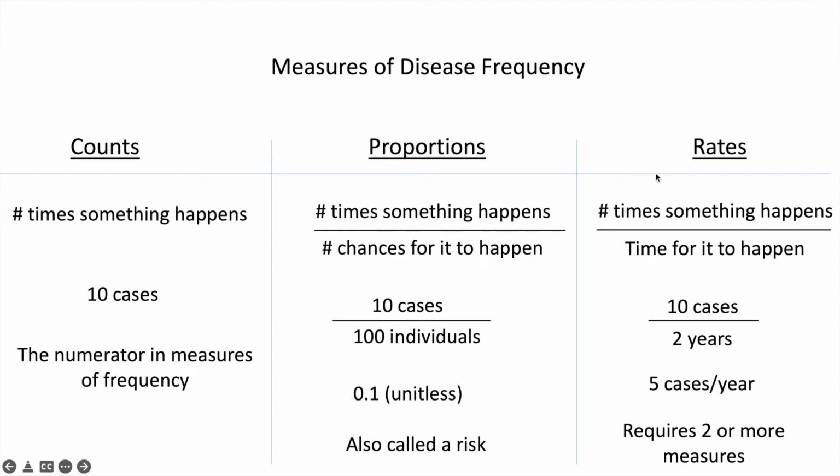So a rate is the number of times something happens, a count, over the time that was available for it to happen. So the amount of time we were looking for it, basically. So if we observe 10 cases over 2 years, that would be 5 cases per year. And this requires two measures, basically one to measure who's disease negative and another to measure who became disease positive over some time span. So yeah, these are just kind of not specific to epidemiology. Now we're going to get into some of the measures of frequency that are common in epi.